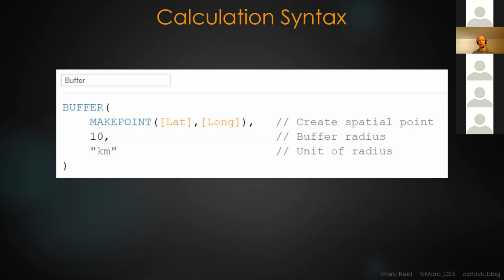And just to talk a bit more about the spatial point for the first argument. If you don't have spatial data in the file that you're connecting to, but you do have latitude and longitude, you can create the spatial point using another spatial function, the MAKEPOINT function, which Tableau released last year, a few versions ago.